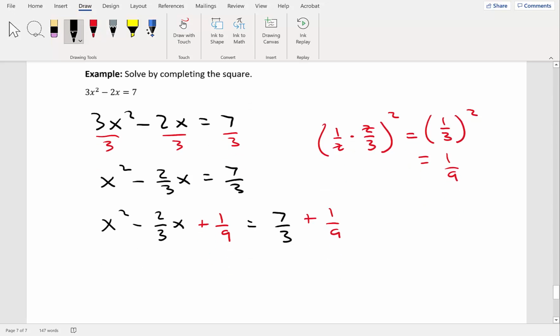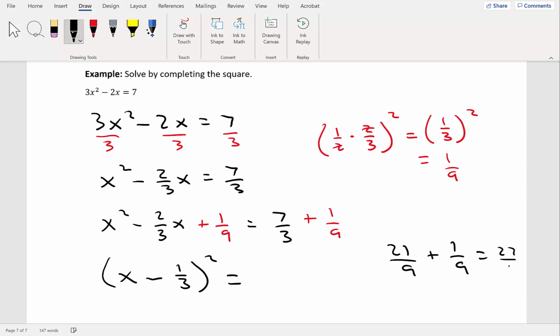Now the left-hand side is always going to factor into x, whatever the sign is, and then whatever half of 2/3 was. Half of 2/3 was 1/3. So I have x minus 1/3 raised to the second power equal to. Now I have to add these fractions with each other. So 7/3 plus 1/9. I have to have the same denominator. So that 7/3 is going to change into 21/9, so multiply top and bottom by 3. I have plus 1/9, which gives me 22/9.